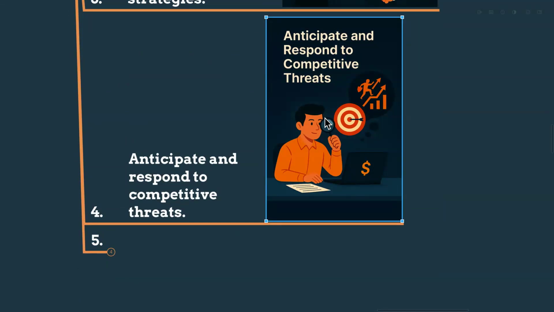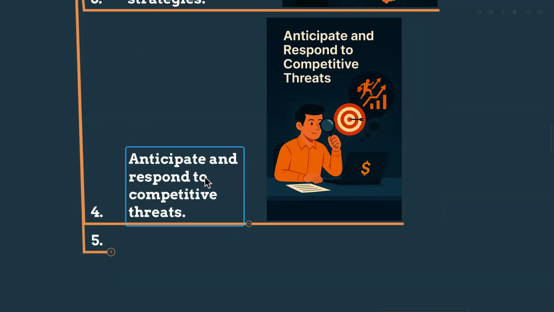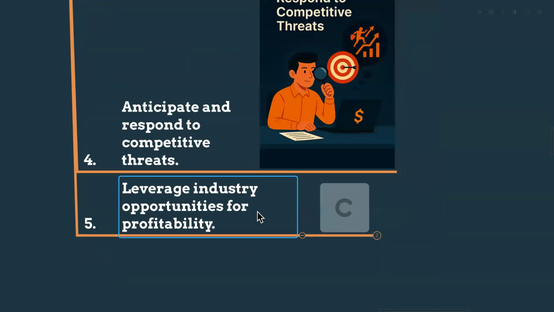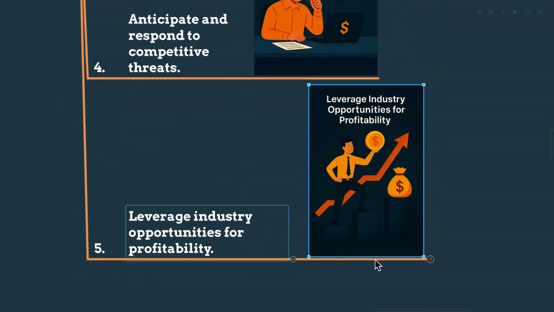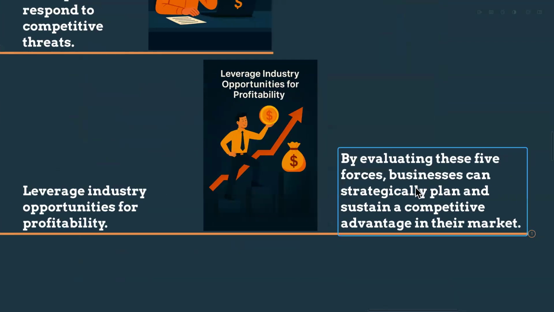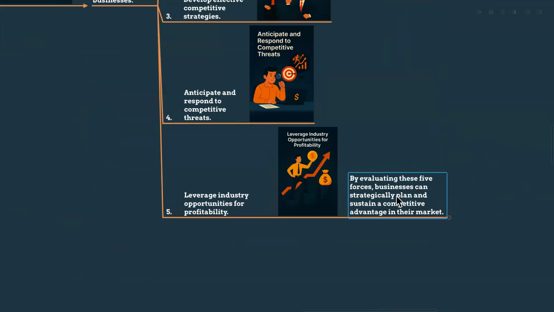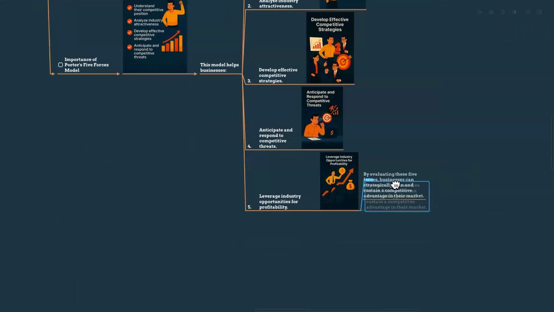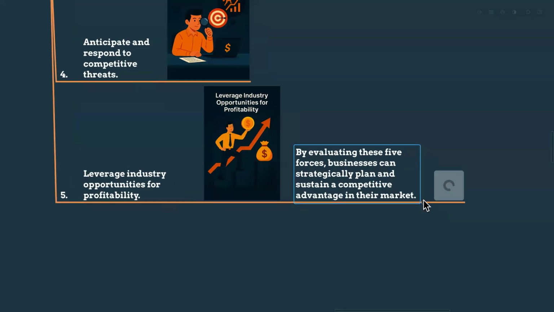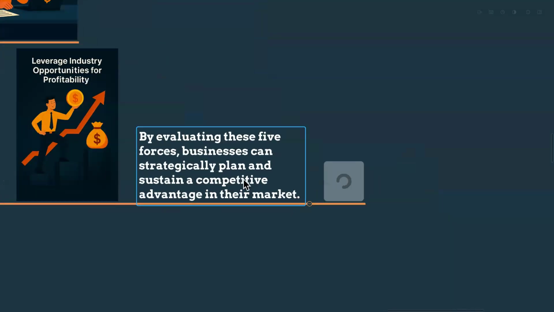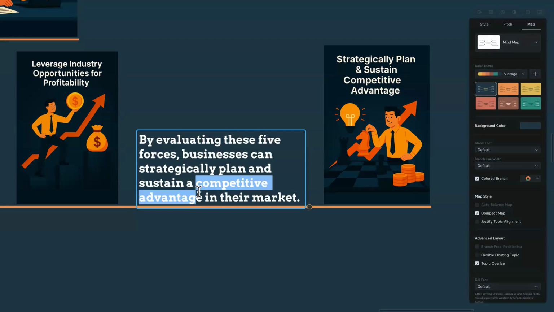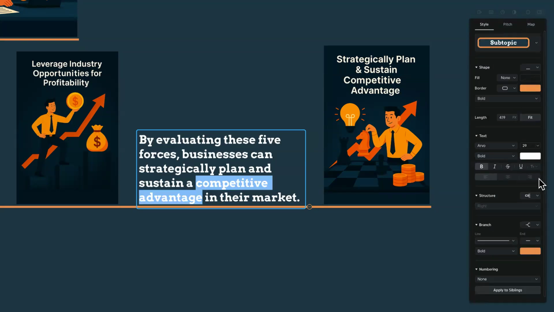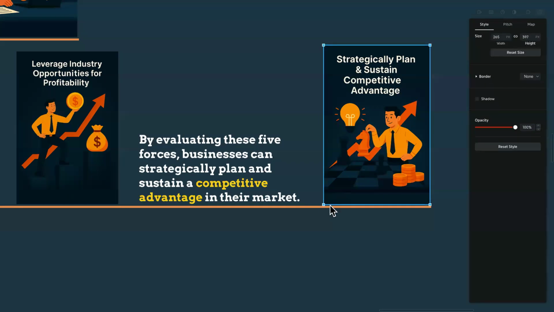So there are some problems that will come. Before they arrive, we will be ready, right? And then leverage the industry opportunities for profitability. You will identify the gaps in the market, and you will fill them with your product or services. So by evaluating these five forces, my dears, the business can strategically plan and sustain a competitive advantage in the market. Competitive advantage means they can create core capabilities as well as core competencies. It means other people cannot copy, or other people cannot achieve that.